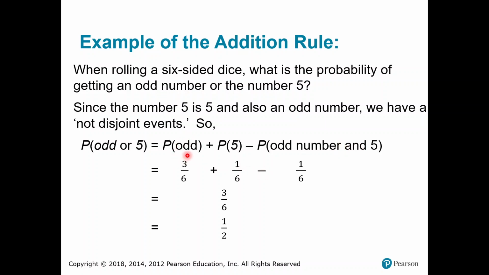Well, since there are three numbers that are odd, the probability of getting an odd number is 3/6. Getting a 5 is 1/6. Since there's only one time that 5 shows up, and 5 is also an odd number, the probability of getting an odd number and a 5 is just 1/6. So 3/6 plus 1/6 minus 1/6 becomes 3/6. Reduce that to the lowest terms, it is 1/2.